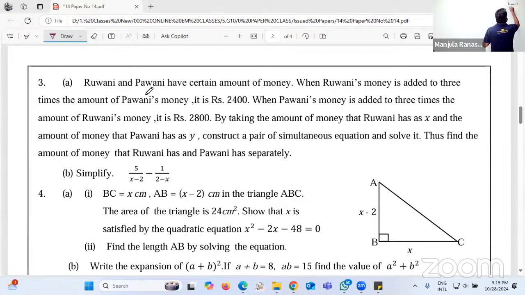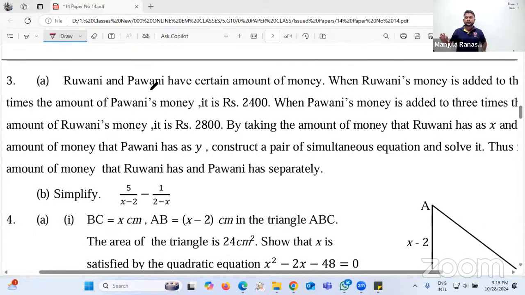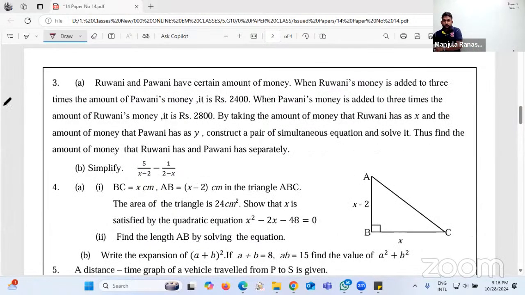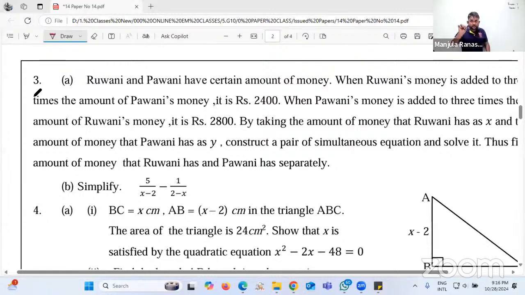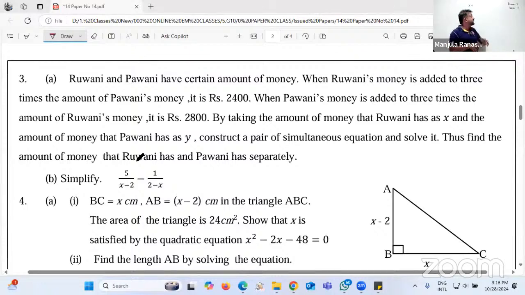Ruoni has x rupees and Pavani has y rupees. Now go to the question and argue. Ruani and Pavani have certain amounts of money. When Ruani's money, x, is added to three times the amount of Pavani's money, Pavani's money is y, so 3 times is 3y. Added to that, it is equal to rupees 2,400.